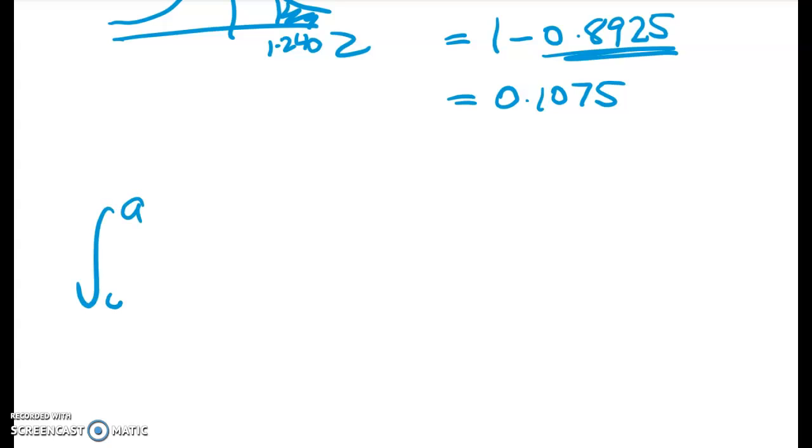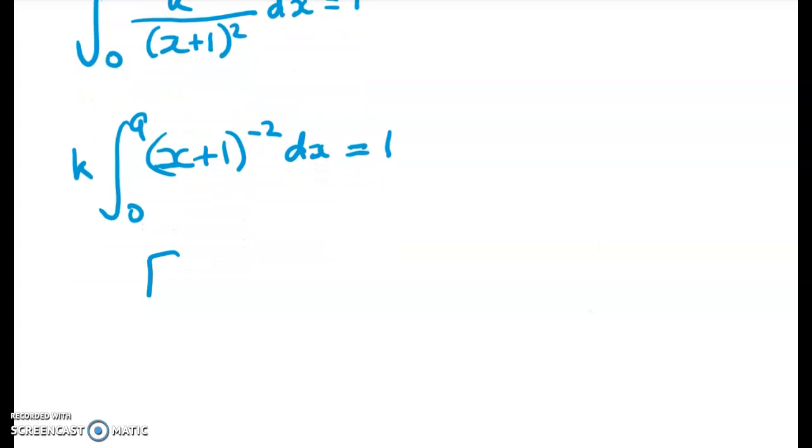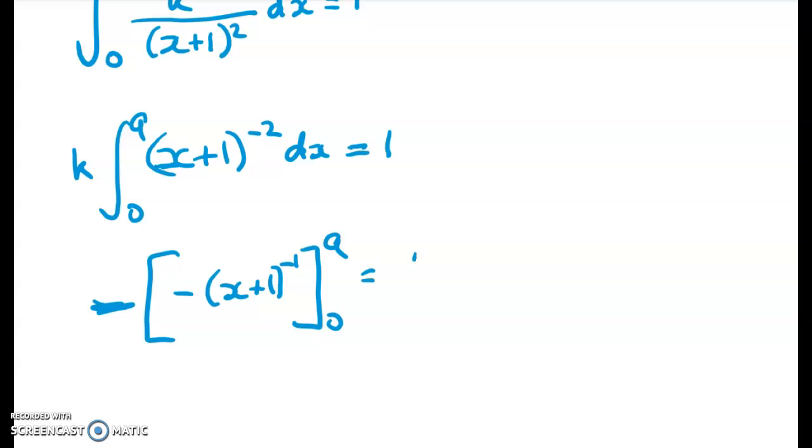So we need to solve the following equation. I'm going to rewrite that as follows. So we'll have k times this integral equals 1. So integrating gives me negative (x plus 1) to the negative 1 between a and 0. Now I'm not going to leave that k there anymore. I'm going to reverse it over to here. So we'll get 1 over k. So that's gone.